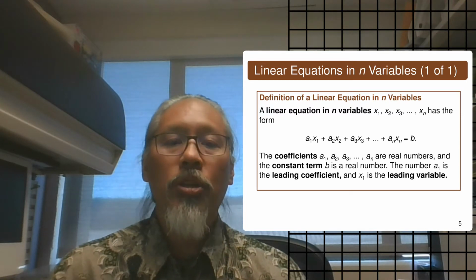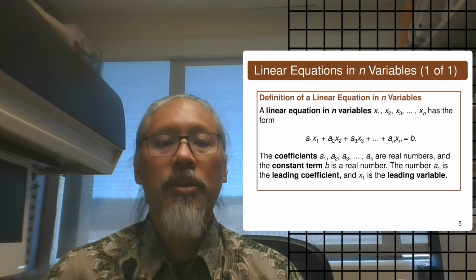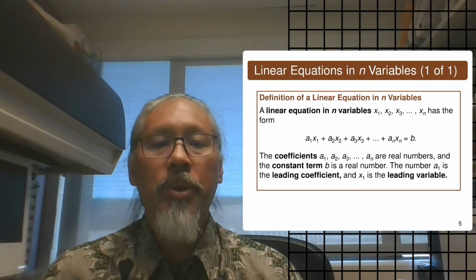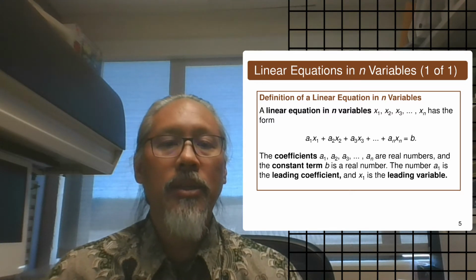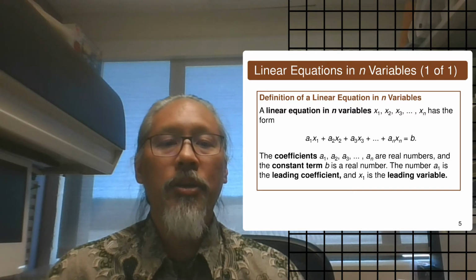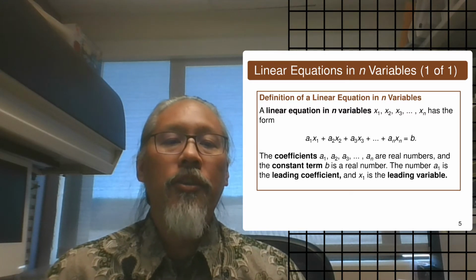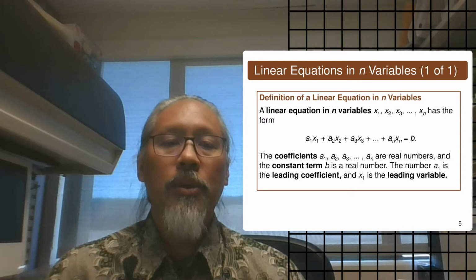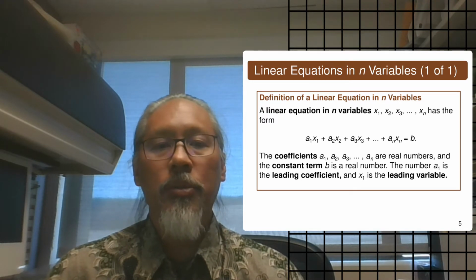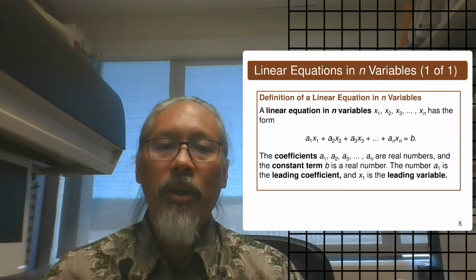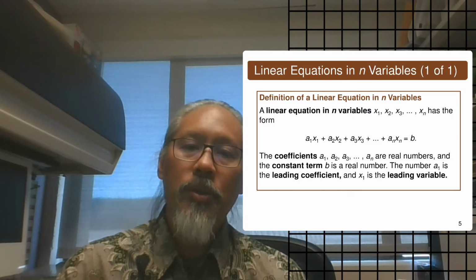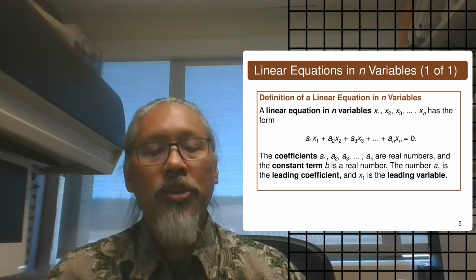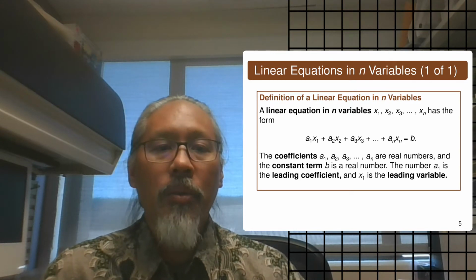These constants that are being multiplied with the variables are called coefficients. And the term on the right hand side of this equation, our b term, is called a constant term because it's not being multiplied by any of the variables. The first number, a sub 1, is called the leading coefficient, and x sub 1, our very first variable, is called the leading variable. So we can think about x sub 1, x sub 2, x sub 3 as like x, y, z. But if we want to go to higher dimensions than that, then we're out of letters, and so that's why we use these subscripts.